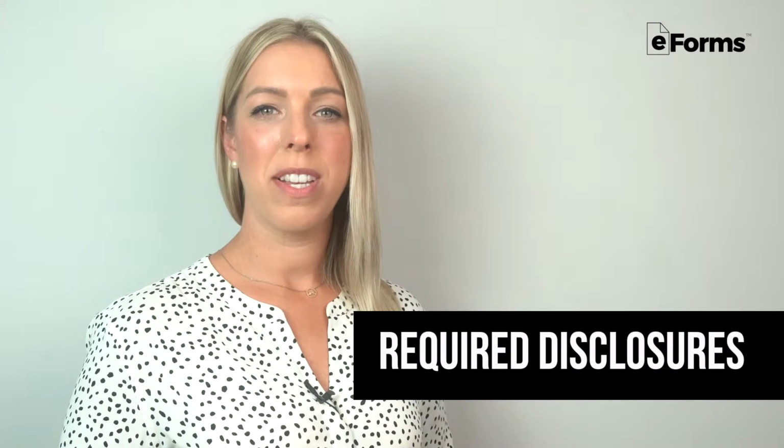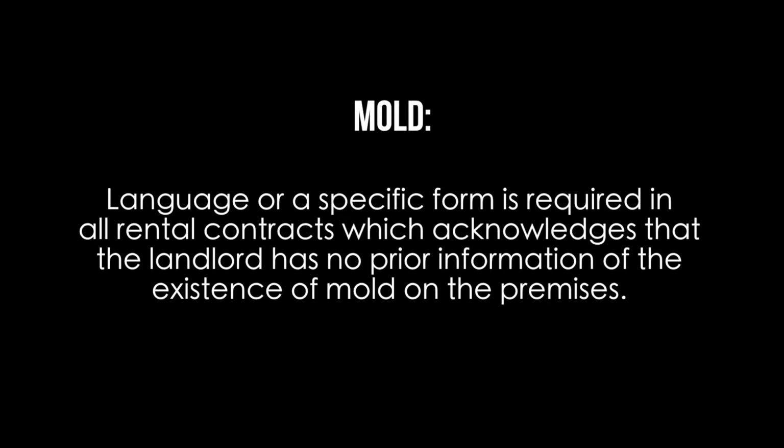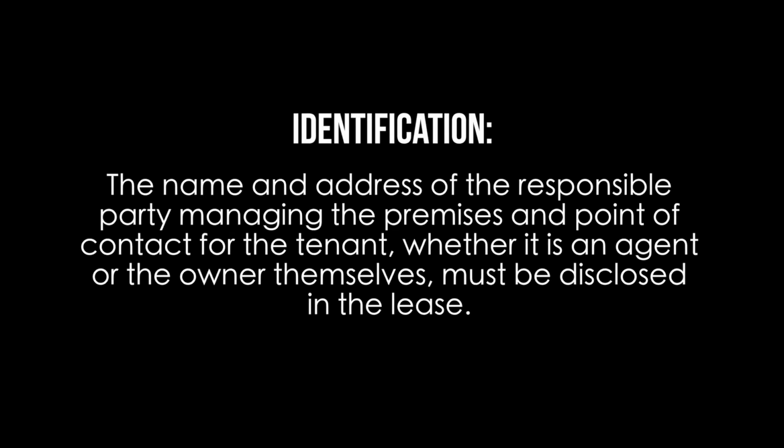Required disclosures. In Montana, the following disclosures must be included as part of the lease. Mold. Language or a specific form is required in all rental contracts which acknowledge that the landlord has no prior information of the existence of mold on the premises. Identification. The name and address of the responsible party managing the premises and point of contact for the tenant, whether it be an agent or the owner themselves, must be disclosed in the lease.